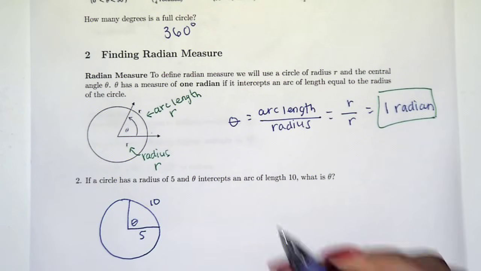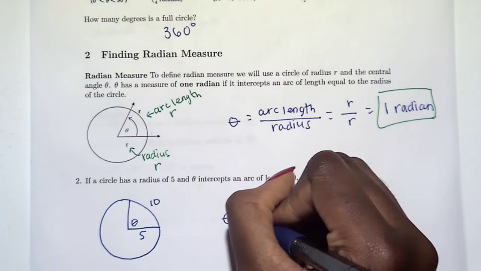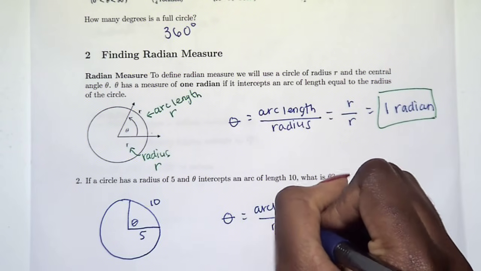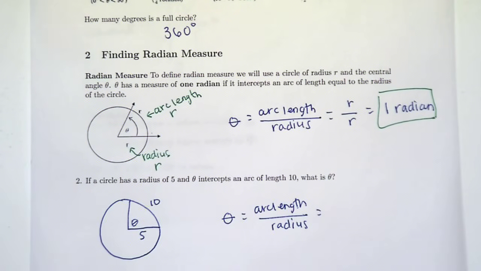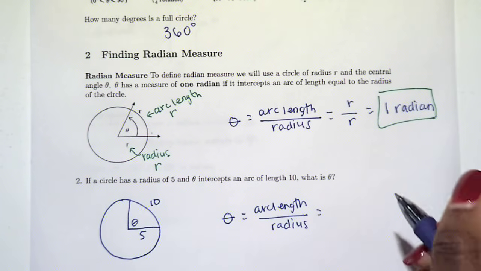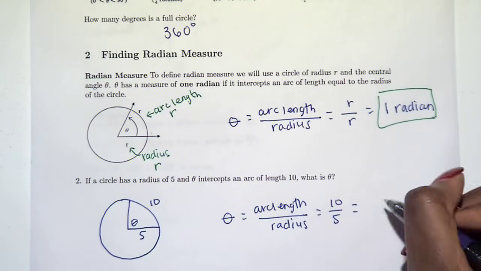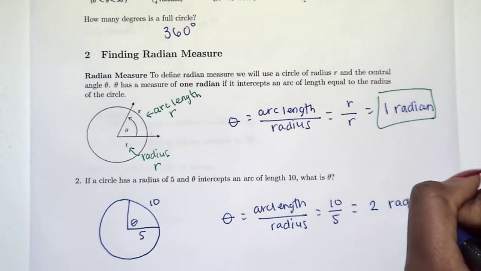Remember how theta is defined. It's always the arc length divided by our radius. In our picture, our arc length is 10. Our radius is 5. So this angle has measure 2 radians.